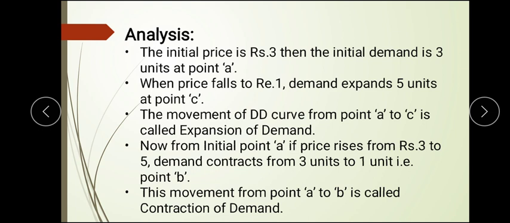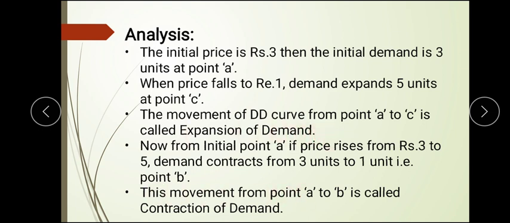When there is a reduction in price from 3 to 1, the demand will move from 3 units to 5 units. If price goes from 3 rupees to 5 rupees, the demand contracts from 3 units to 1 unit. So this is what it is all about, that is expansion of demand and contraction of demand.